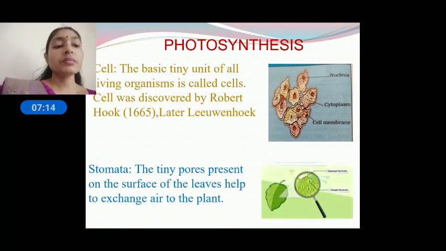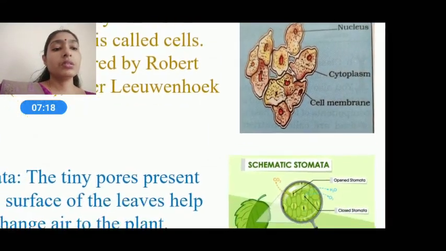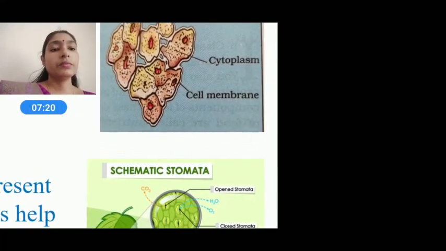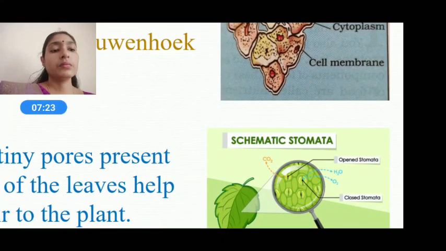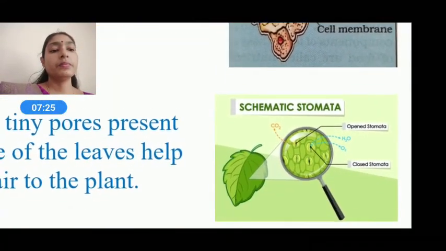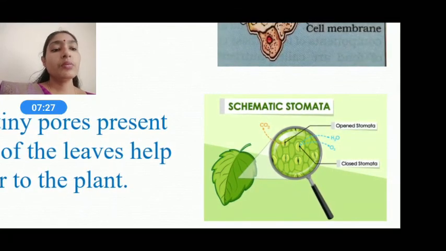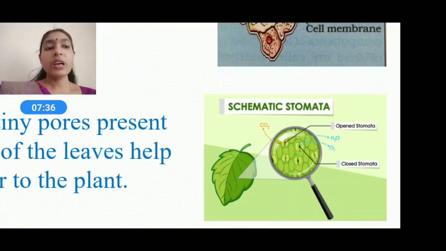Okay, so if you see here, if we observe, small tiny pores will be there. Through these, carbon dioxide will go inside the leaf, and oxygen and water will come out from the leaves. So the stomata will open and close.